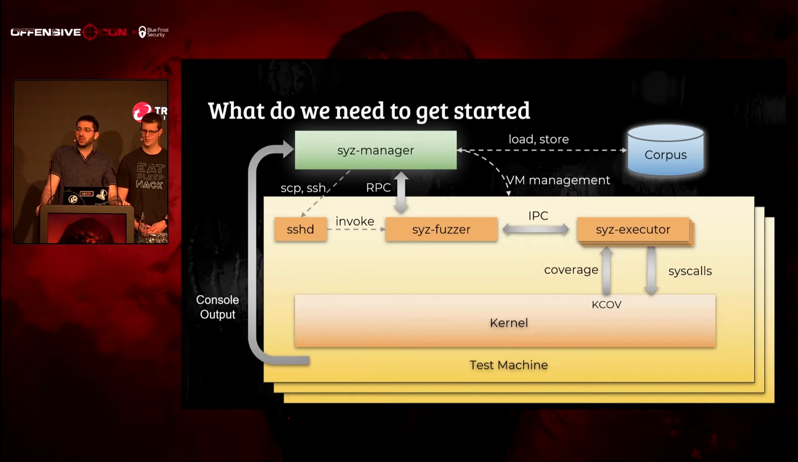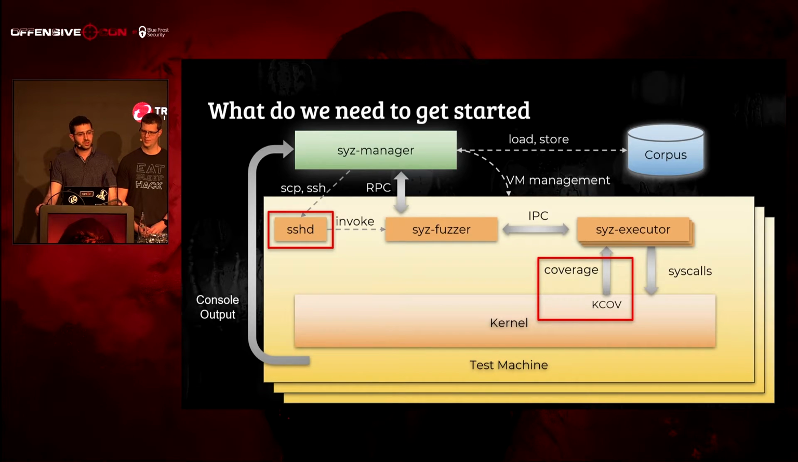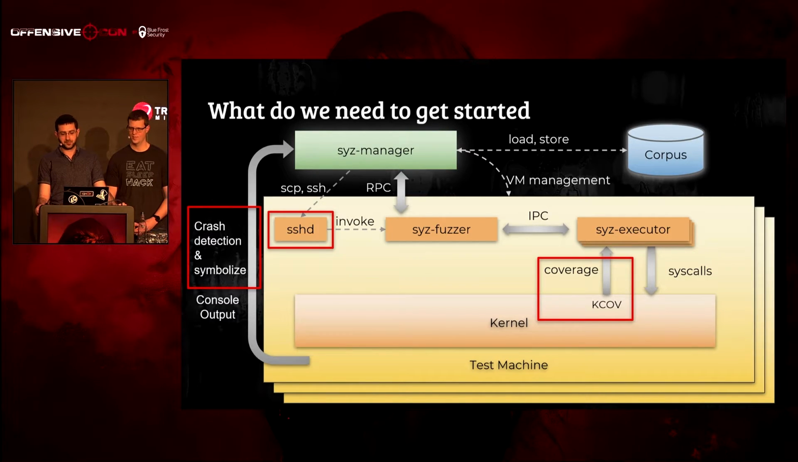Looking at Syscaller architecture, we need a few things to change to fuzz WSL. We need an SSH server, which is easy. We have a Linux distro for that. We need to find a way to collect coverage. And finally, we need a mechanism for crash detection and crash de-duplication.